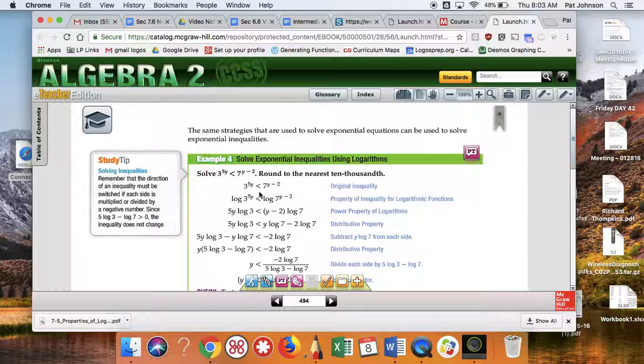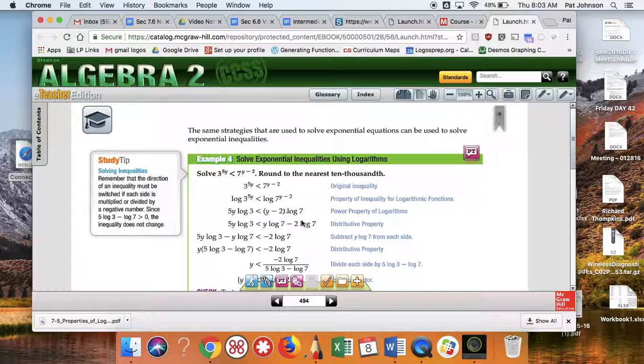But what I can do is take the common log of both sides. Now remember, 5y is the power of 3 and y minus 2 is the power of 7, so we put that in parentheses. Then we can use the power property of logarithms, and we move the 5y to this side and the y minus 2 over here.